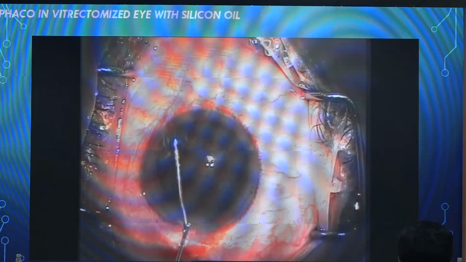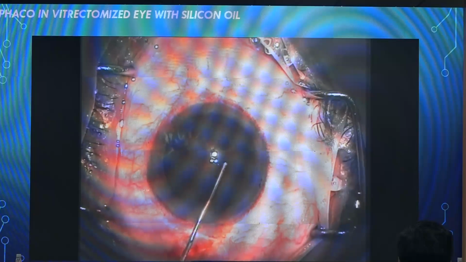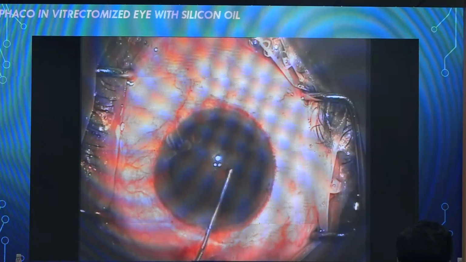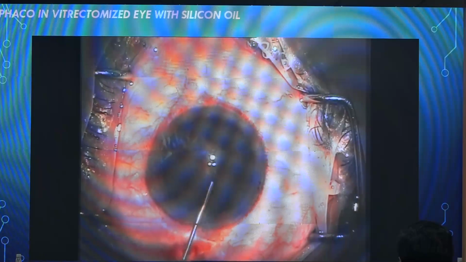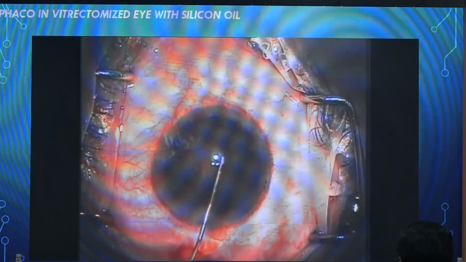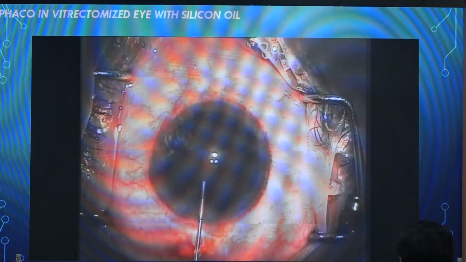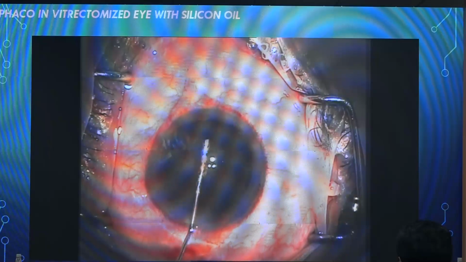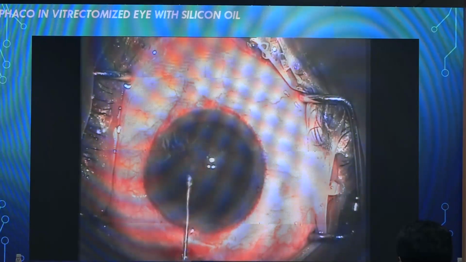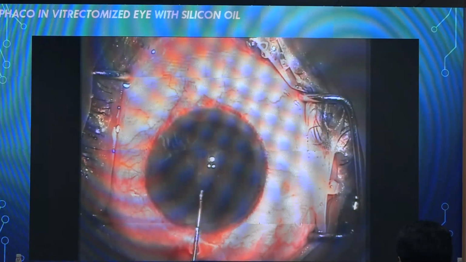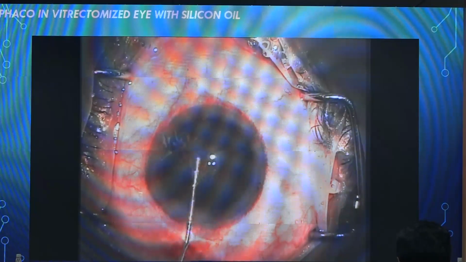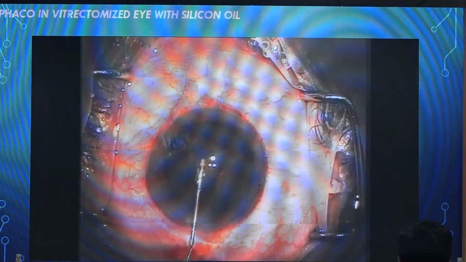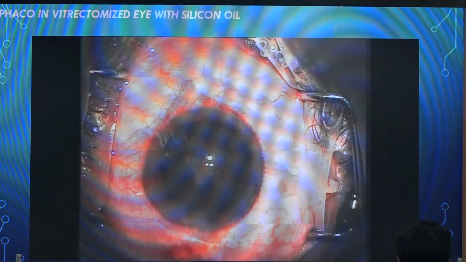So during rhexis there is no stretch on the zonules. Here, I am just seeing that my nucleus is rotating freely. If I don't do this step, I can cause zonular dehiscence if the nucleus has not rotated fully.